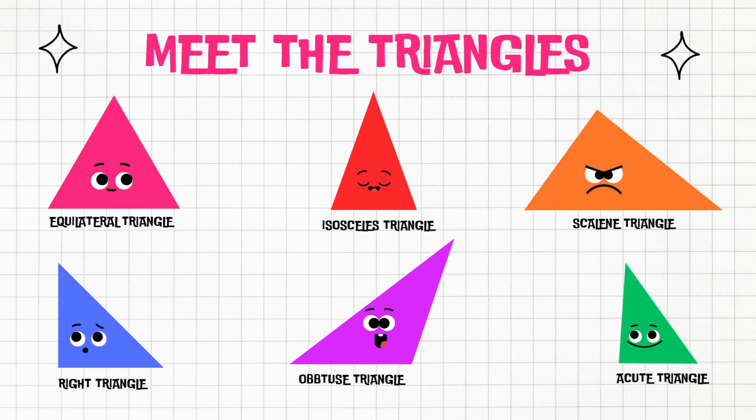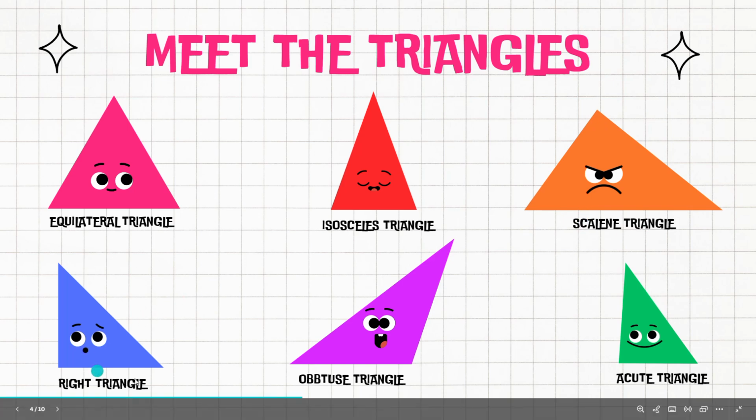Meet the triangles. This is an equilateral triangle. Why? Because all the sides are equal in length. So equi meaning equal, lateral meaning side, equal sides in length. Isosceles triangle. These two sides are equal in length. Scalene triangle. All these different sides have different lengths.